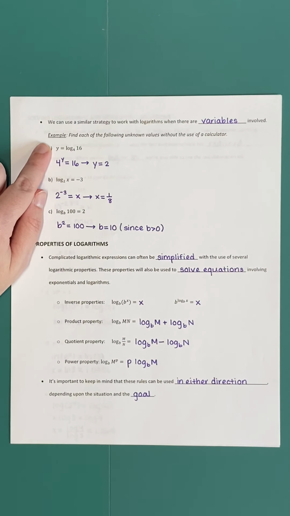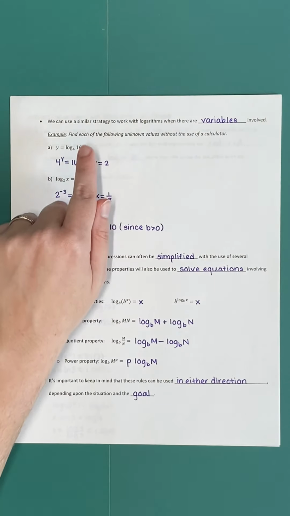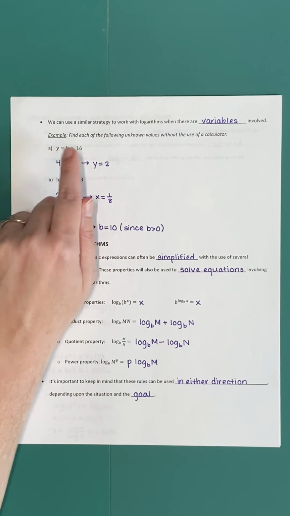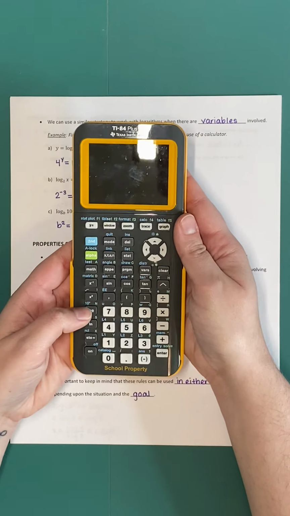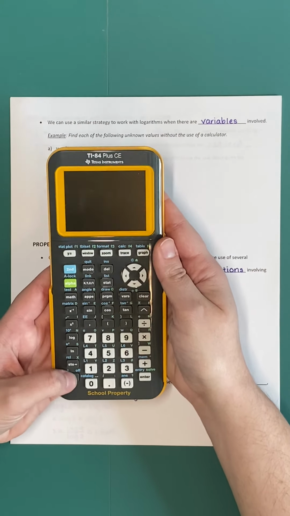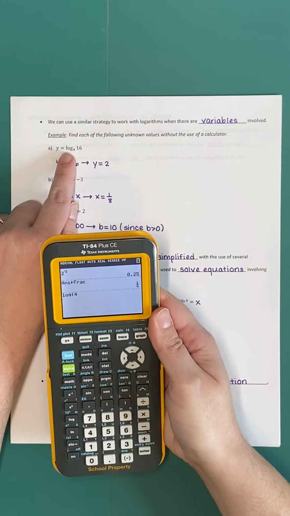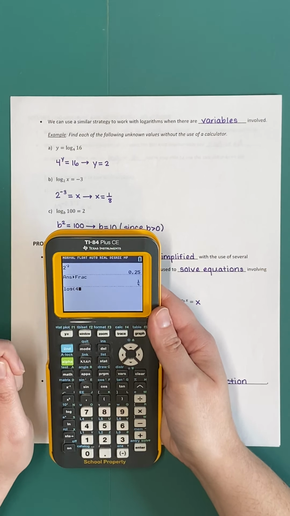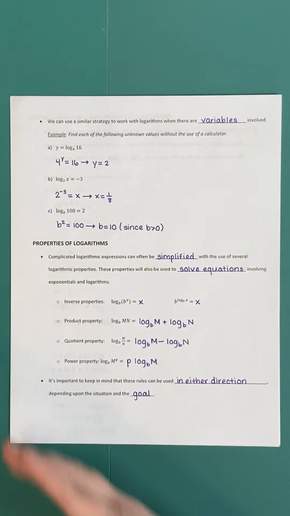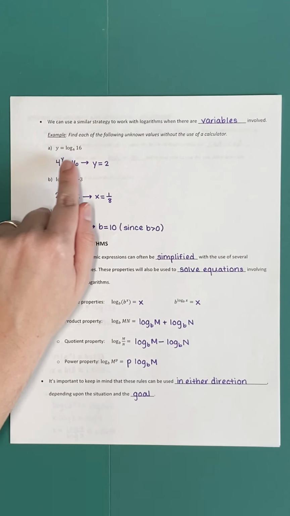So our first equation, y is equal to log base 4 of 16. And we want to know what y is equal to without the use of a calculator, at least to evaluate the logarithm. Your calculator doesn't have a log base 4. Your calculator has log base 10 and ln. What you cannot do is type log of 4 and then assume that is log base 4. That's not what that means. This means take log base 10 and apply it to an input of 4. Not the same thing.